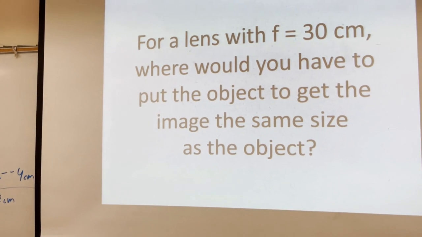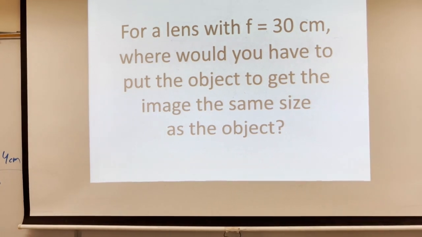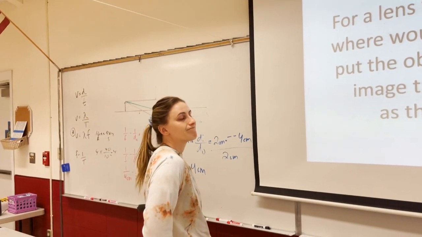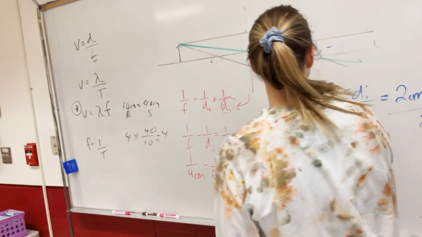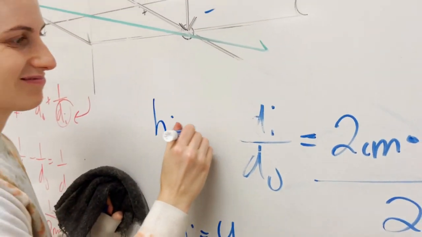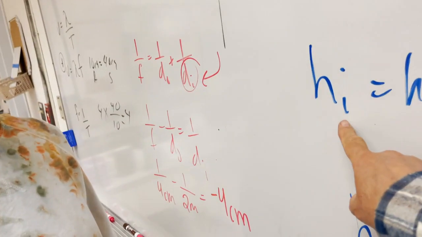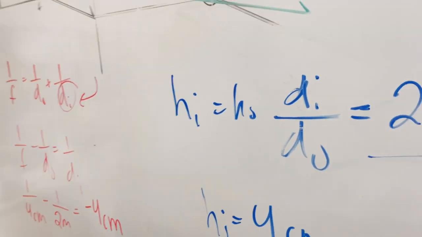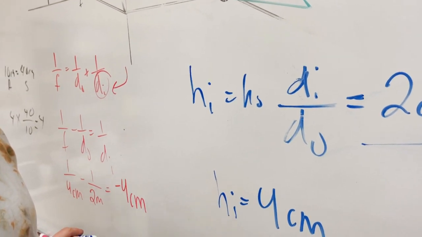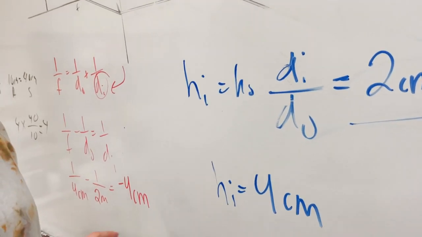For a lens with a focal length of 30 centimeters, where would you have to put the object to get the image the same size as the object? Well, the magnification would be 1. So the height of the image is going to be the same as the height of the object. That means the distance to the image should be the same as the distance to the object. It says, where would you have to put the object? So you want to know this.